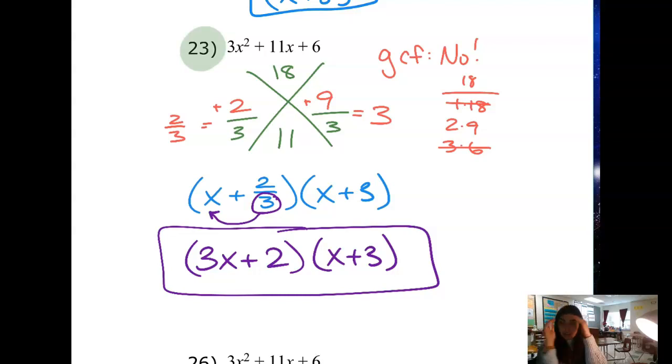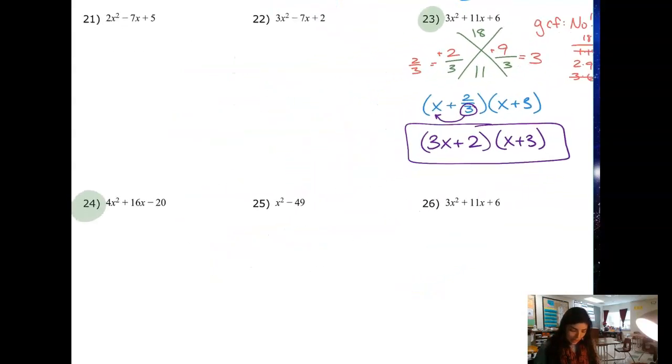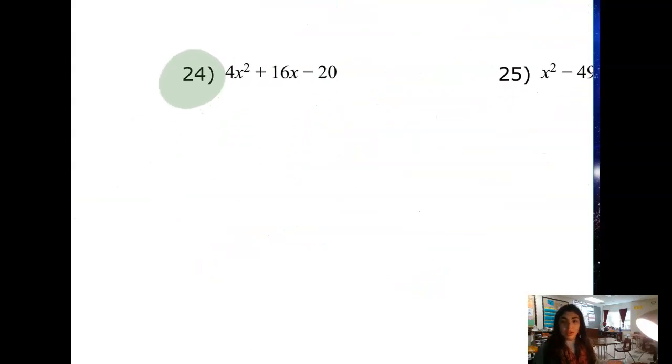That's factored form. Last one we're going to do together is number 24. We stop and we look at it and we ask ourselves, is there a GCF? Between 4, 16, and 20, yes. They're all divisible by 4. So I'm going to say that my GCF is 4, and I'm going to remember not to forget that part of my answer. And I'm going to divide each of these by 4.